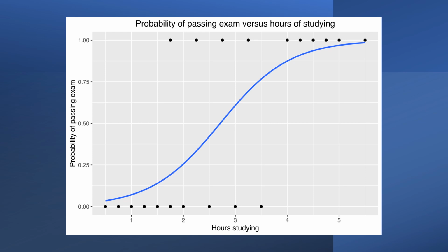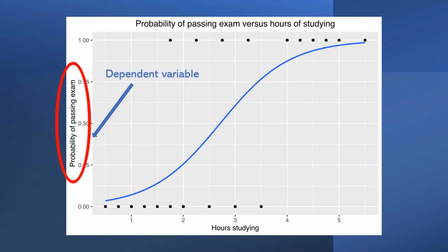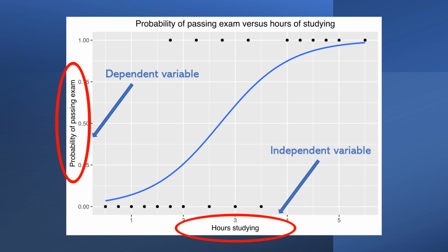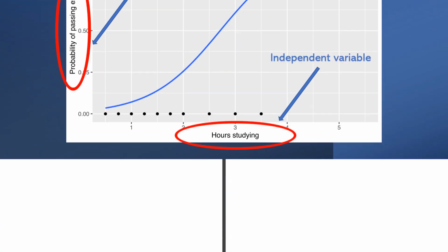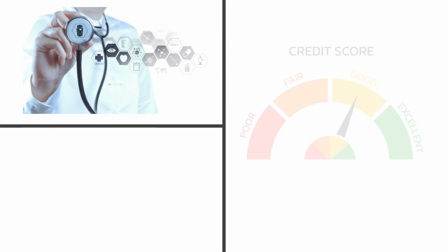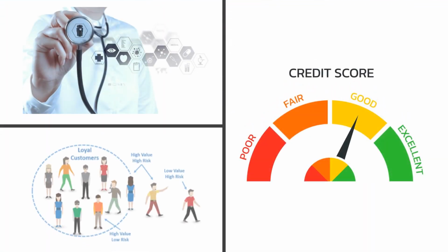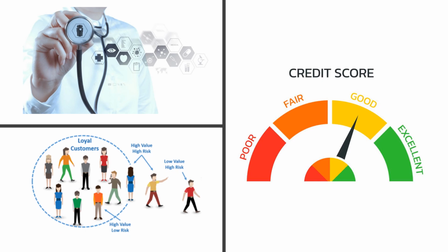So in this scenario, the dependent variable would be pass or fail, and the independent variable would be the hours of study. So logistic regression is widely used in fields like healthcare, finance and marketing. So these are areas where binary decisions are crucial, and it's a valuable tool for modeling and understanding the relationships between the input features and the binary outcomes.